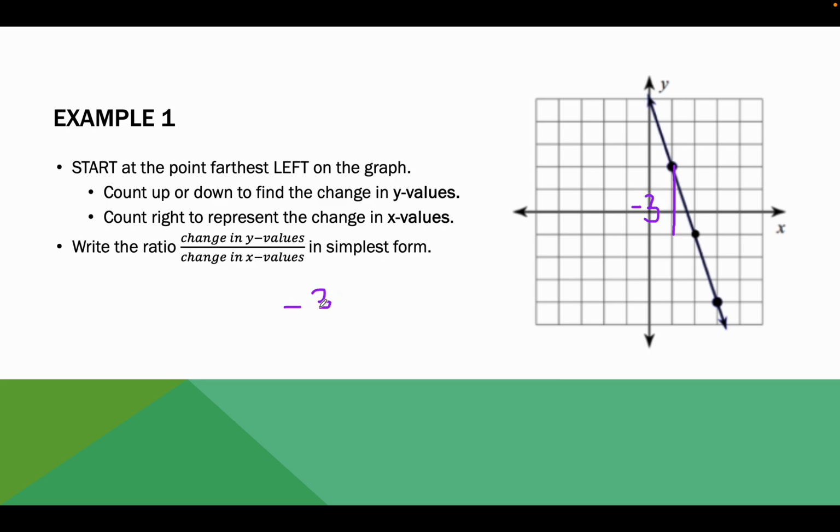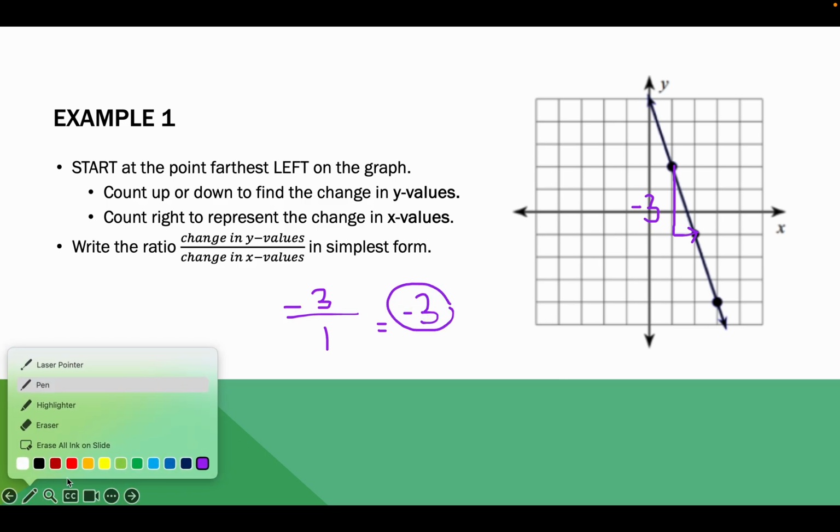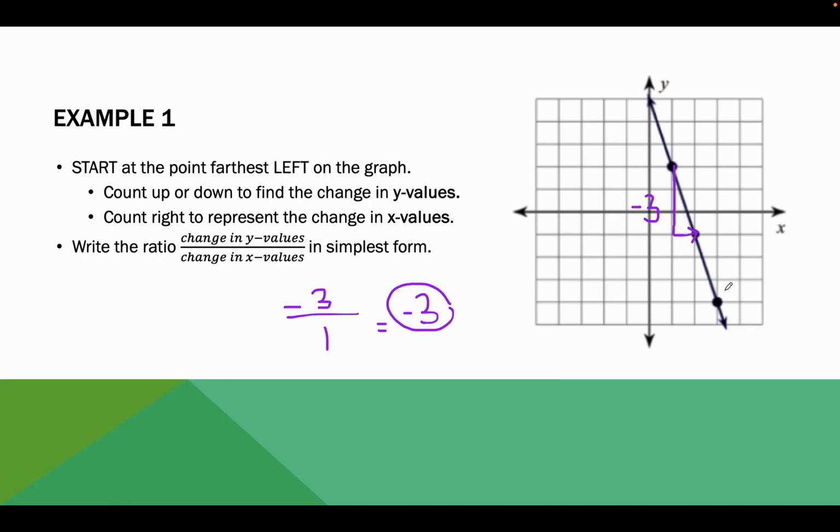That's going to go on top. And then we need to go over 1 space along the x-axis. That's going to go on the bottom for a change of -3/1, or just -3. Now you might have noticed that there are other points on the graph.